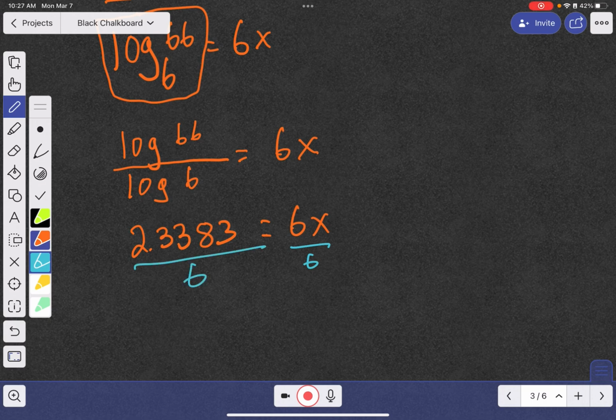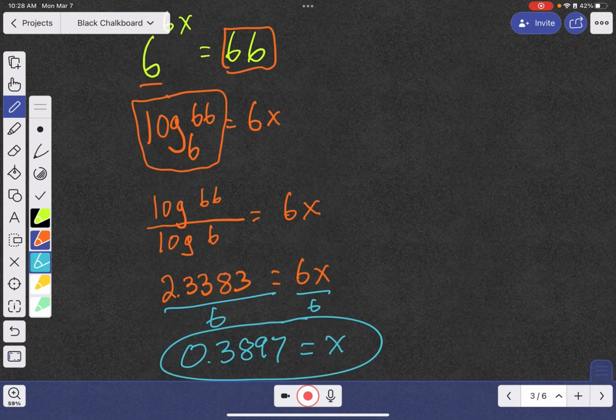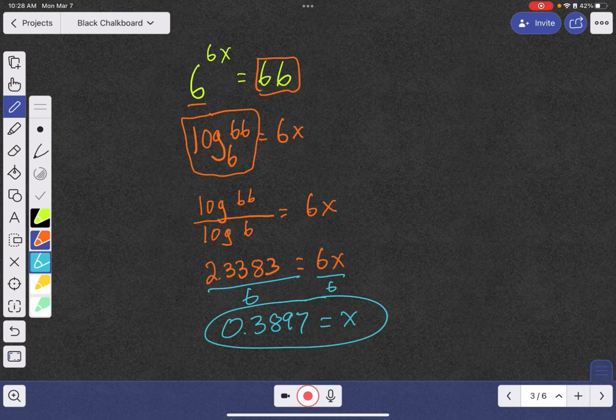Divide that by 6, and I get a solution for my x value of 0.3897. And that's rounded to the 10,000th place, which you're going to have to do on your assignment today anyway. It's going to tell you to round to the 4th significant digit, which is the 10,000th place for this. Okay, so just a quick review of how we do it. Isolate your base. After you've isolated your base, use the change of base formula if needed. You might just be able to use the log button. You might just be able to use the ln button. And then solve for it.